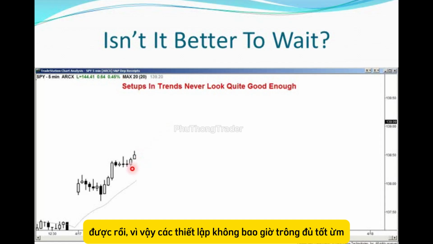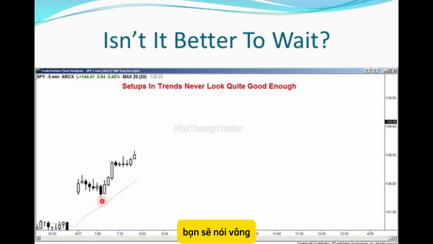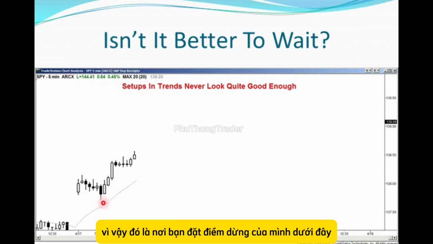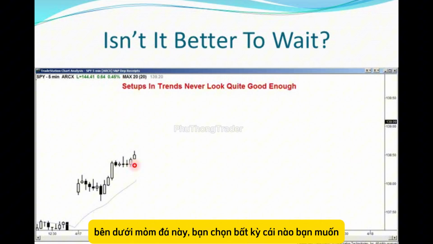Okay, so setups never look quite good enough. You can buy closes. You know it's going up. You look at this, you say, well, I don't know, even if it pulls back down here, it's still going up. Well, if it pulls back down here, is it still going up? Probably not. And therefore, somewhere below this bar, you'd say, it's probably not going up. So that's where you put your stop. Below here, below this entry bar, below this breakout bar, below this ledge. Pick whichever one you want.